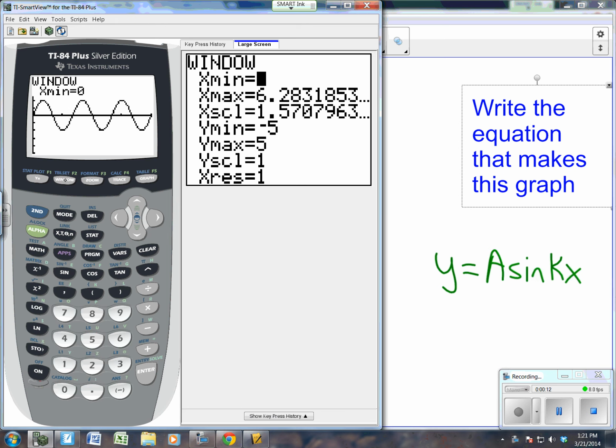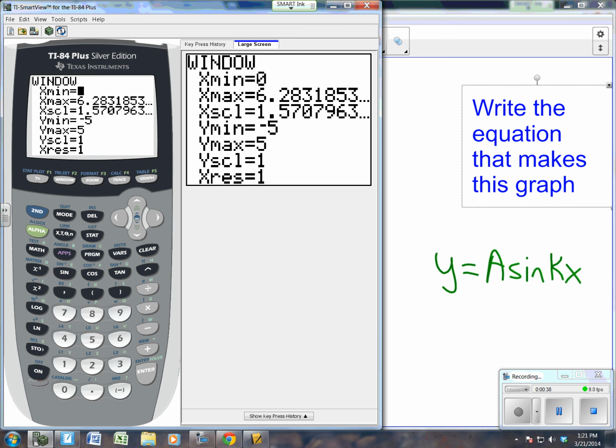If I go to my window, you can see that my x min is 0. My x max is 6.28. What is that? 2 pi, yeah. So put 2 pi in right there. And my x scale is pi divided by 2, so put pi divided by 2 for your x scale. Y min at -5, Y max at +5, and Y scale at 1. If you have that in your calculator, then we're going to see the same window, so you're going to know if you have it graphed right.